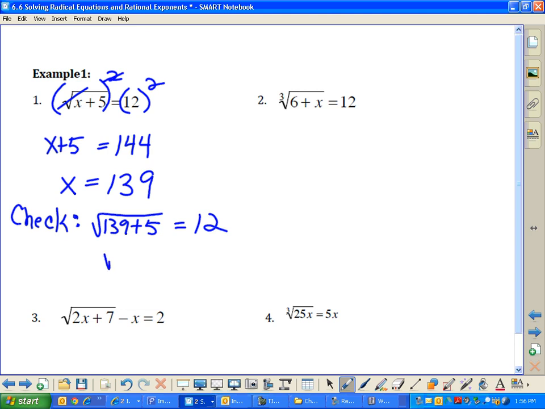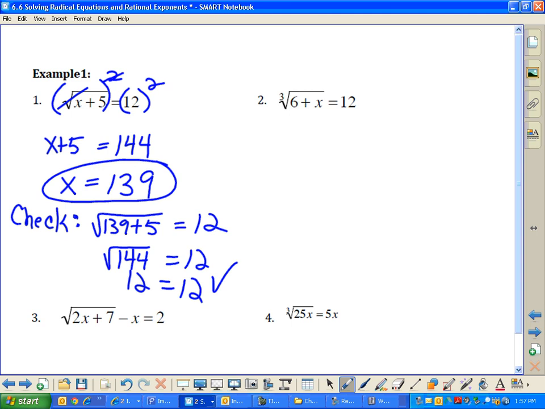Well, I know that 139 and 5 has a sum of 144. And this symbol here is the principal square root of 144. So I don't need to consider the plus minus case when I'm checking. The principal square root of 144 is 12. So I gave away my answer there. So that works. I generated a true statement when I was all done. Questions about that? Okay, let's do it again.